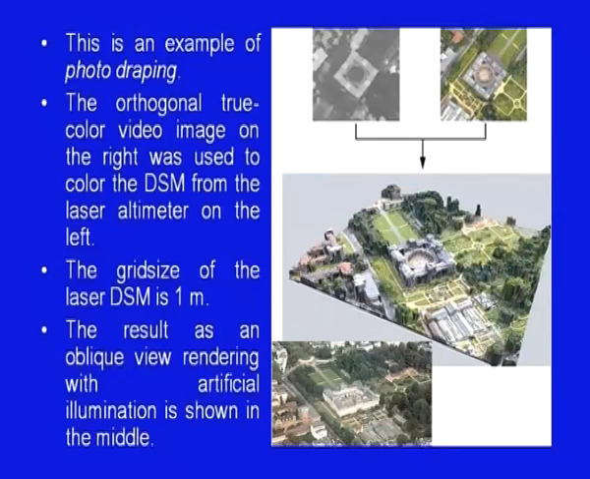The orthogonal true color video images on the right have been used to color the digital surface model from the laser altimetry on the left. The grid size of the laser DSM is 1 meter. This results in an oblique view rendering with artificial illumination, as shown in the middle.